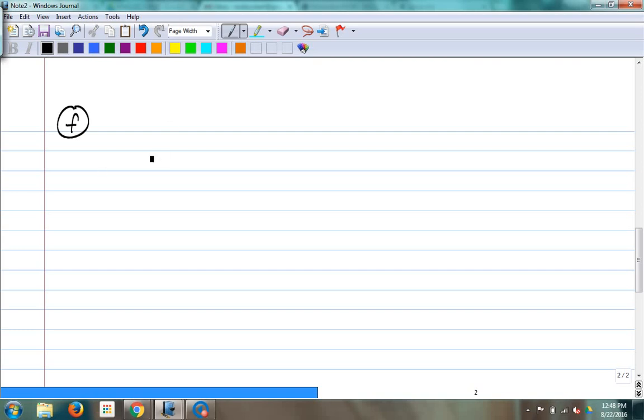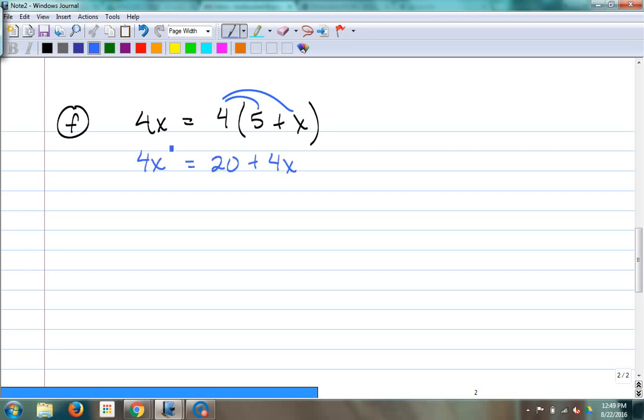Let's say we had 4x is equal to 4 parentheses 5 plus x. Okay, what would be our first step here? Distributive property. I like it. That's what I would do. Be 20 plus 4x. We got 4x there.